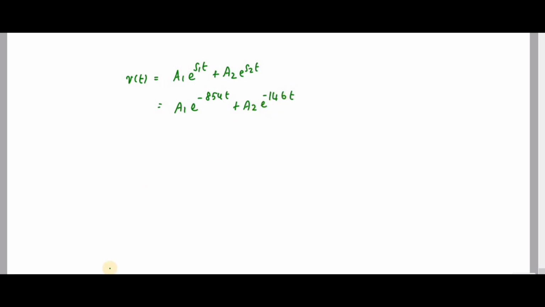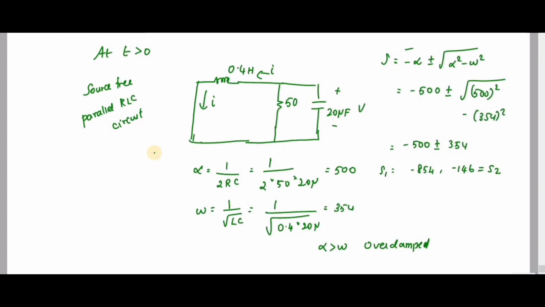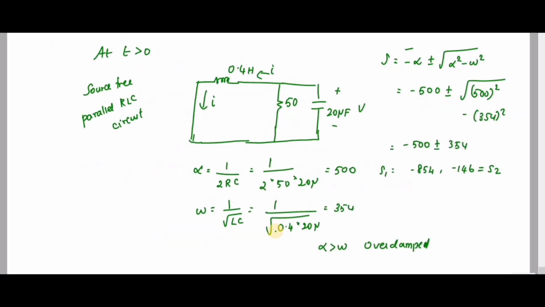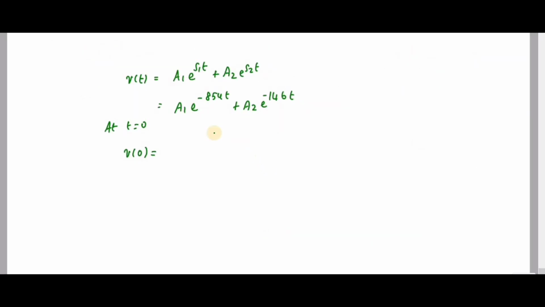So for that one, you have to substitute t is equal to 0. So if I substitute t is equal to 0, V of 0 is equal to A1 e power 0 plus A2 e power 0. Right? What is V of 0? V of 0 is 25. So you substitute that value, 25. e power 0 is 1. Okay, so I can write A1 plus A2 is equal to 25.